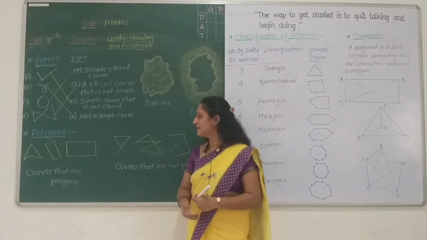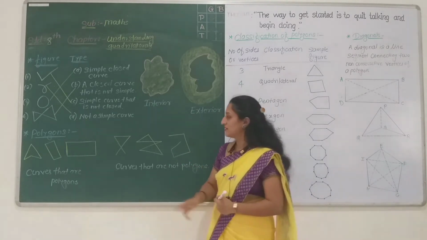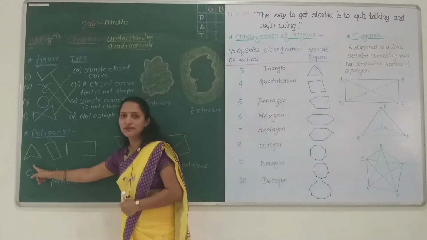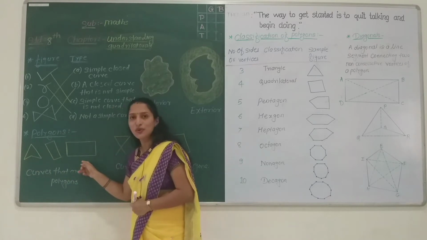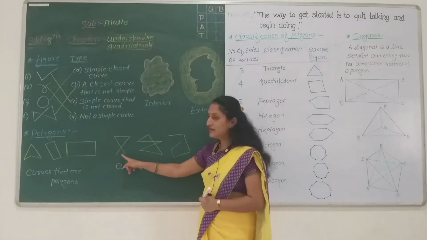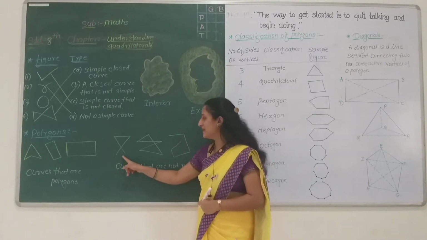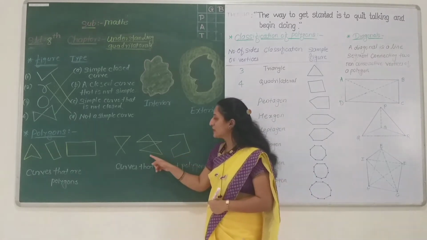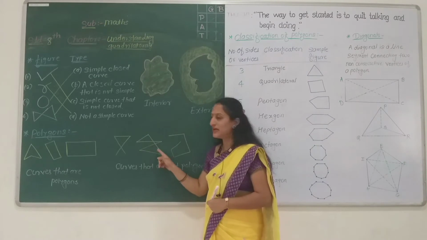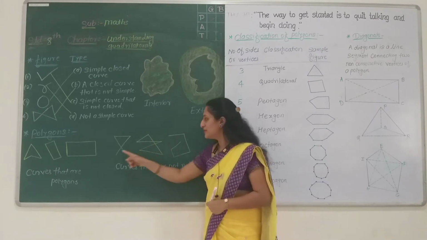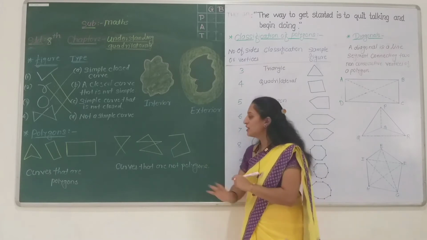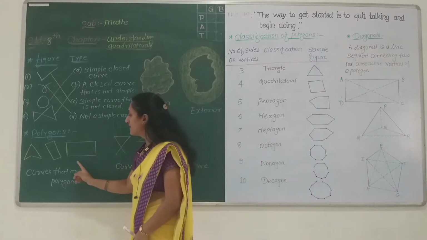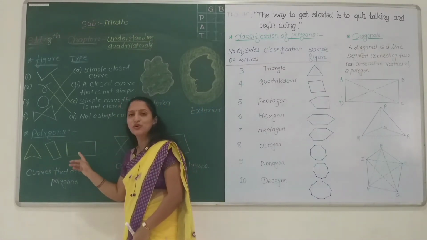What is the basic difference between these two sets? Look at these 3 figures. These figures are simple closed curves, right? All these figures are closed curves. And look here. Is this curve closed? No, it is not closed. Is this curve closed? No, it is also not closed. This one is a closed curve, but is it simple? No, it is a complex curve. It is not a simple curve. So all these 3 figures are either not closed or not simple. But look at these 3 figures. These are simple closed curves.